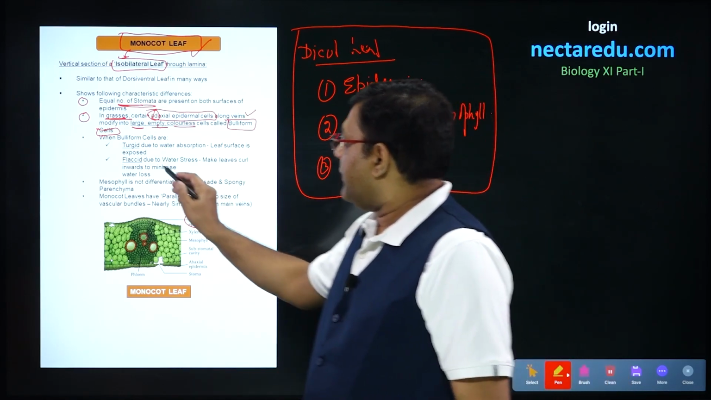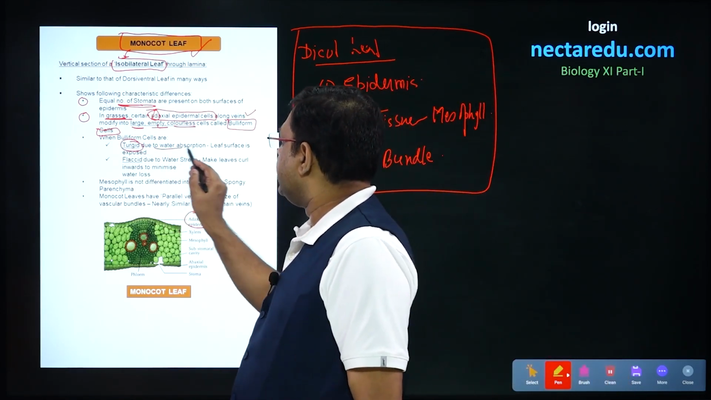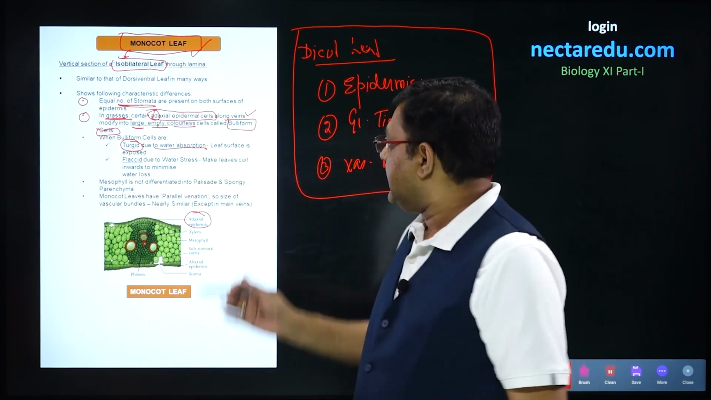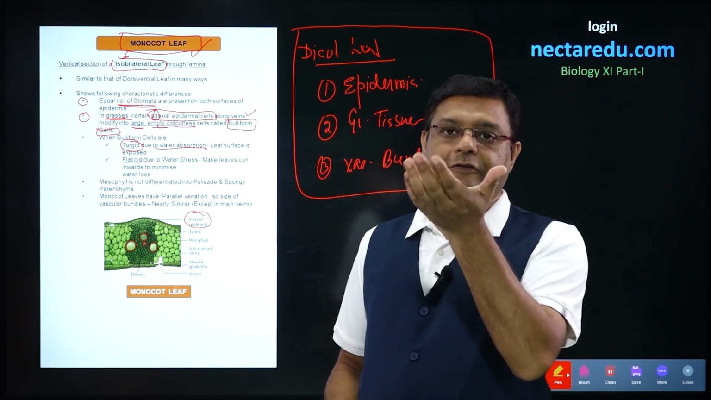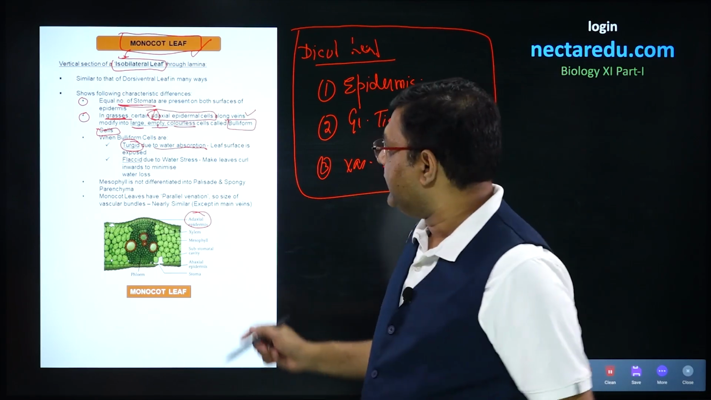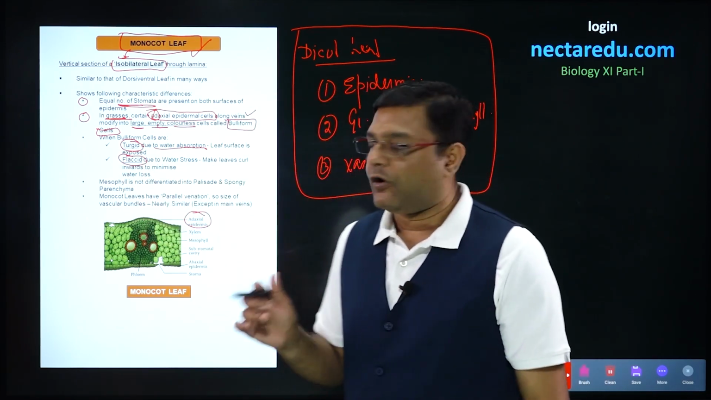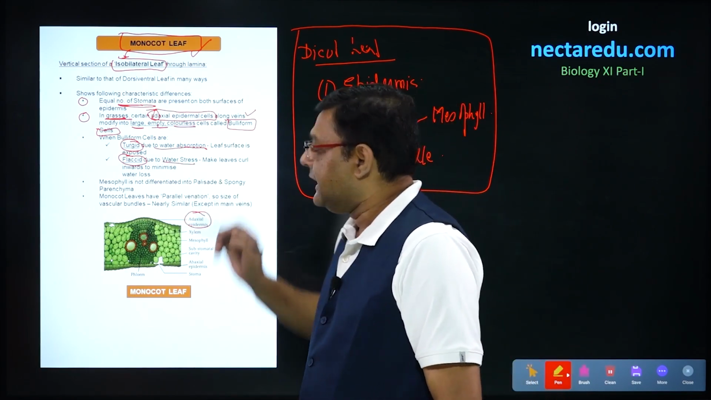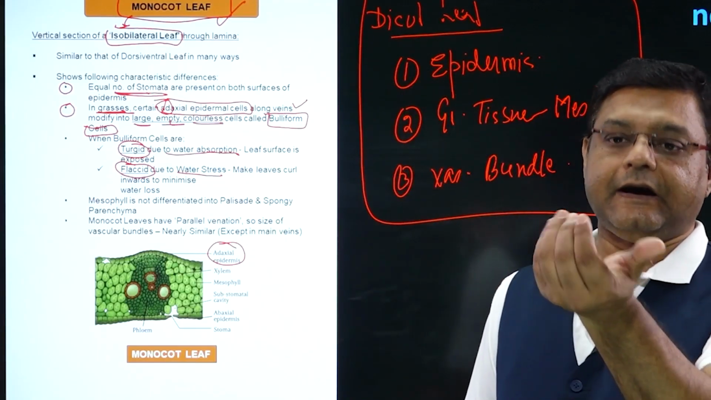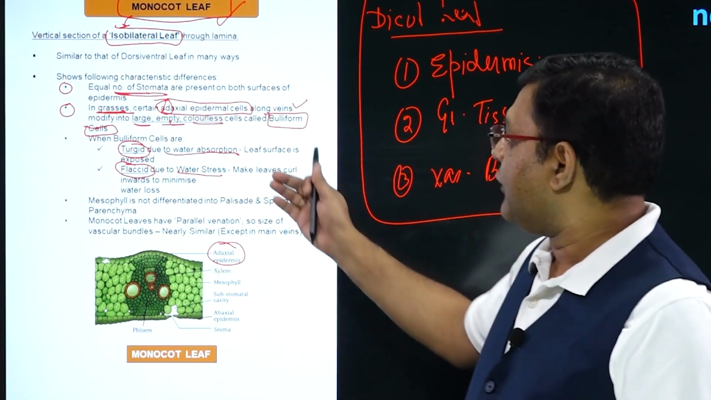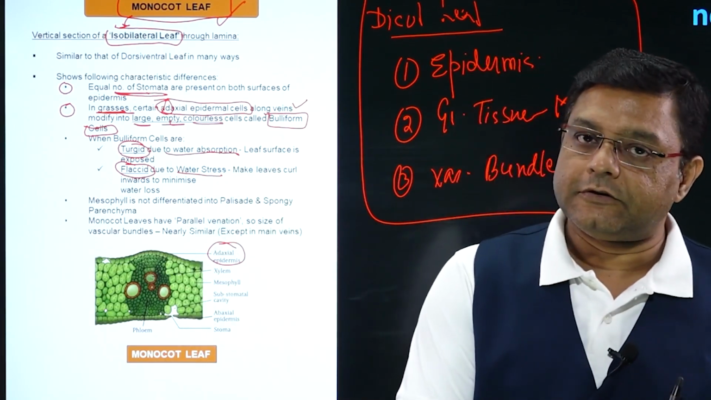When these bulliform cells are turgid, turgid means that these are filled with water, in that case, the leaf surface will be exposed, the leaf will be opened. And if bulliform cells are flaccid due to water stress, there is less water, in that case, the leaf will curl inside, and that is how it can minimize the water loss.